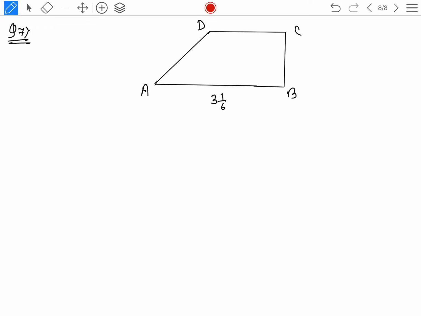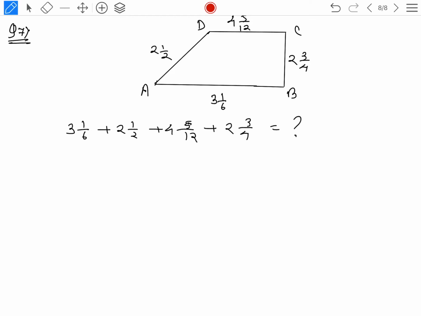One is given, suppose 3 1 by 6. Then it is given 2 3 by 4. Then one is given 4 5 by 12. Then another one is given, suppose 2 1 by 2. So we need to find the perimeter. Perimeter means you need to add all those. So according to the question it will be 3 1 by 6 plus 2 1 by 2 plus 4 5 by 12 plus 2 3 by 4. If we solve this, then you will get a certain value, and that value will be your perimeter. Understood?